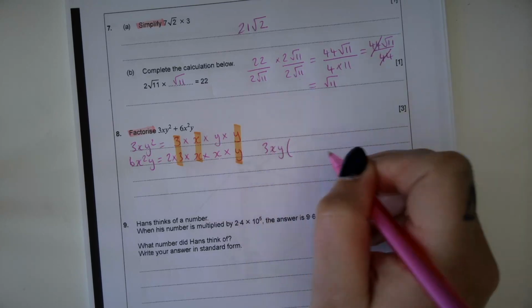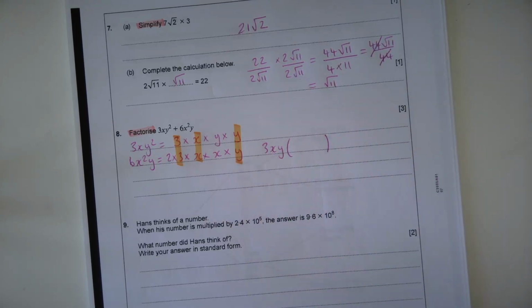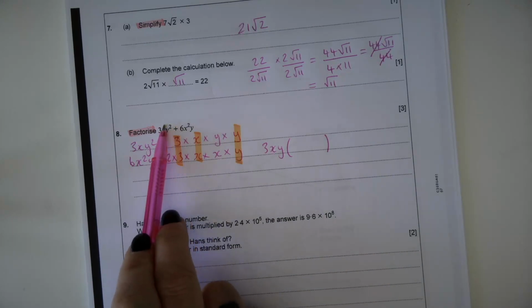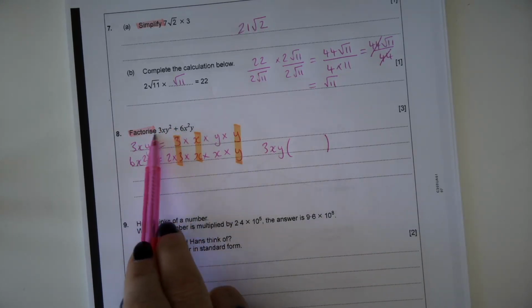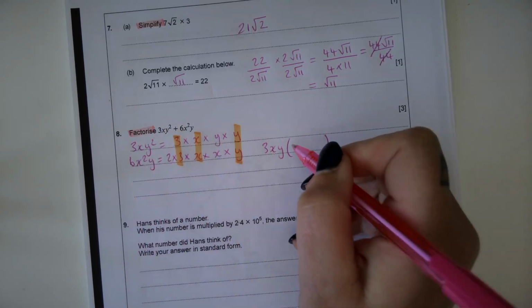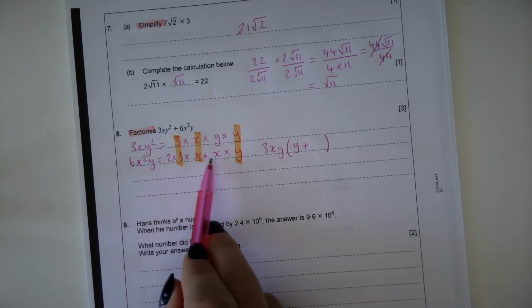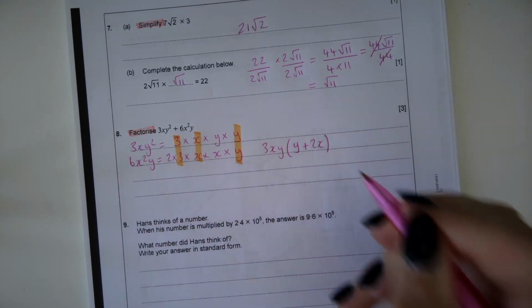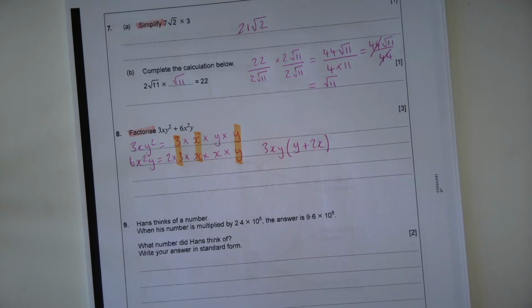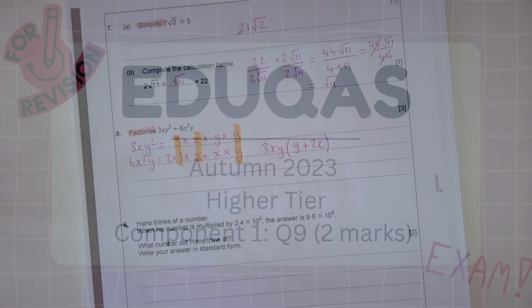So I'm going to write that on the outside of my bracket. On the inside of the bracket, in exactly the same place as the original term is, you write what's left. So instead of 3xy squared, we're going to write y plus, and then instead of 6x squared y, it's 2 times x, which is 2x. So that's that expression fully factorised.